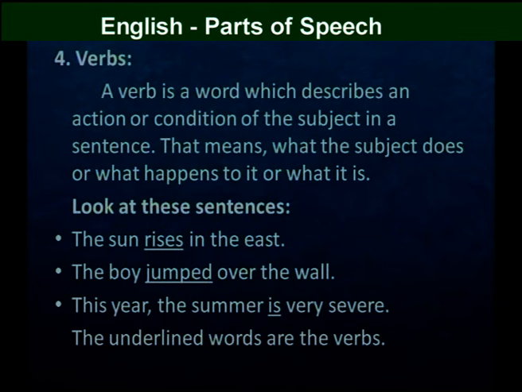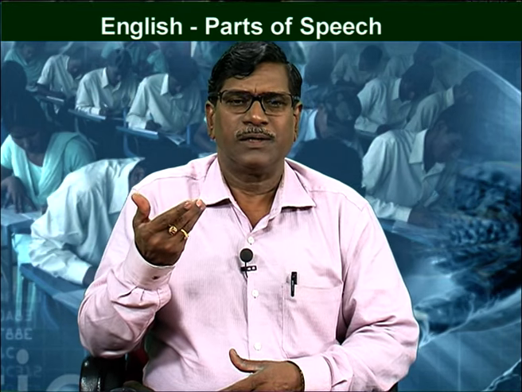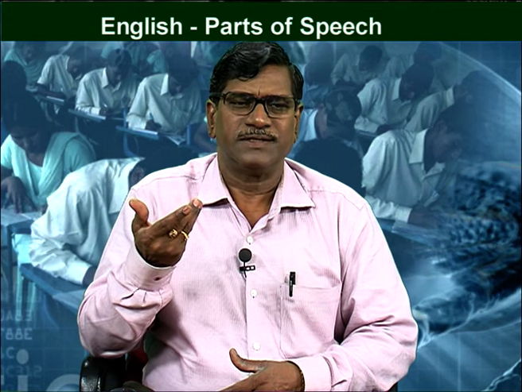The fourth variety of the words or the parts of speech. The fourth variety is verbs. A verb is a word which describes an action or condition of the subject in a sentence. So, what is a verb? A verb is a word which describes an action. Same thing. A verb is a word which describes an action or the condition of the subject in a sentence.